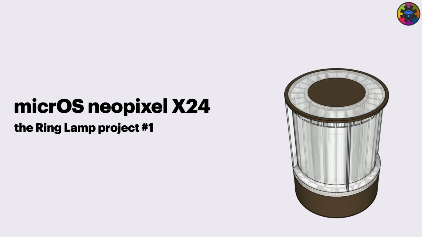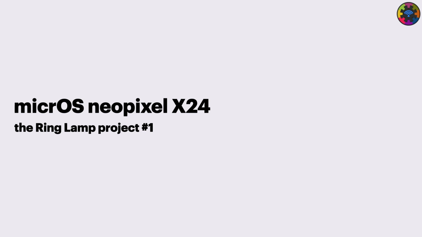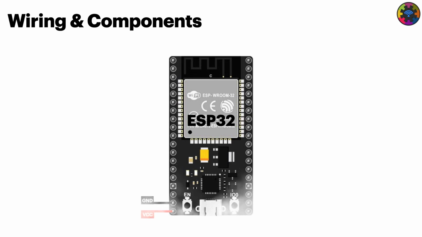In the upcoming project videos you can follow a step-by-step tutorial on how to build electronics and use Micro's framework. Here you can see the necessary component list and simple wiring for the RingLamp project. The standard board for this project is the ESP32, one of the most popular chips on the market, but you can use any other supported device.